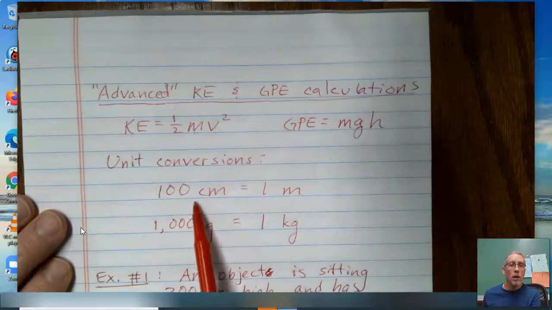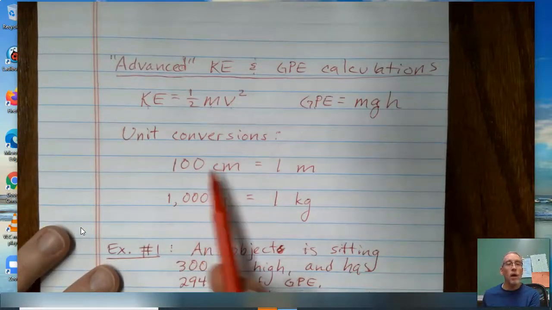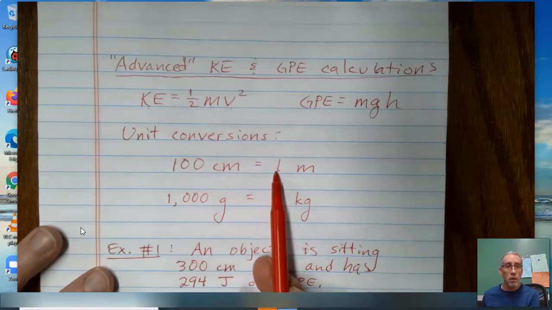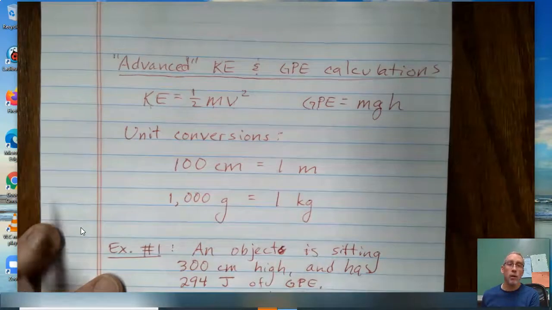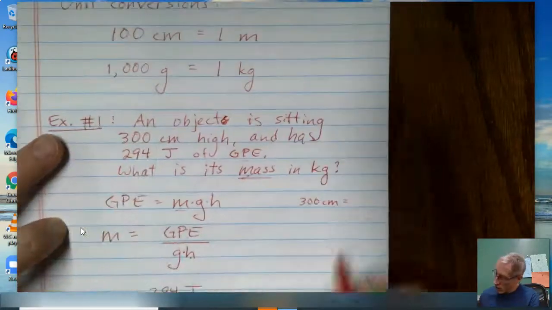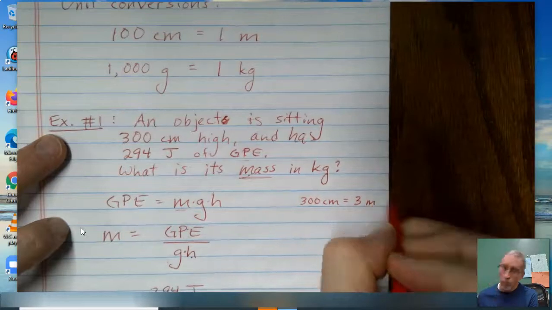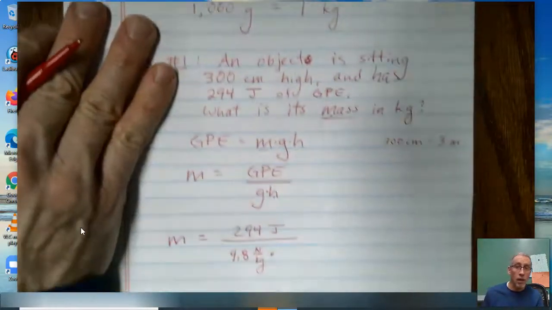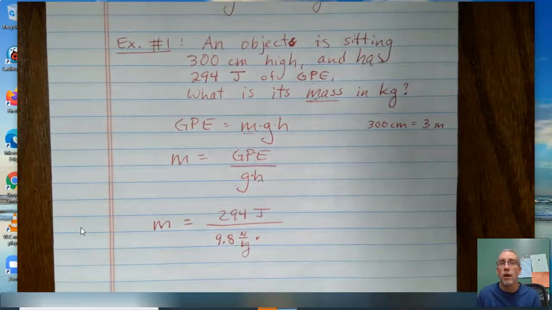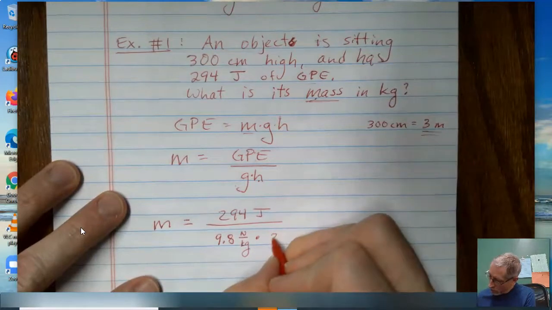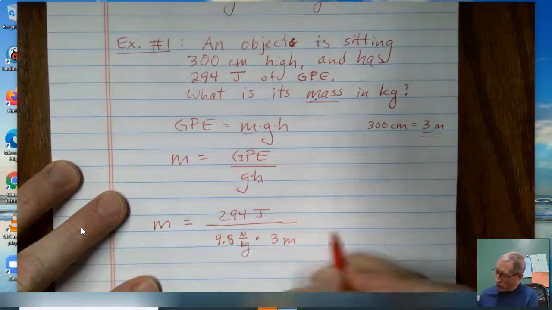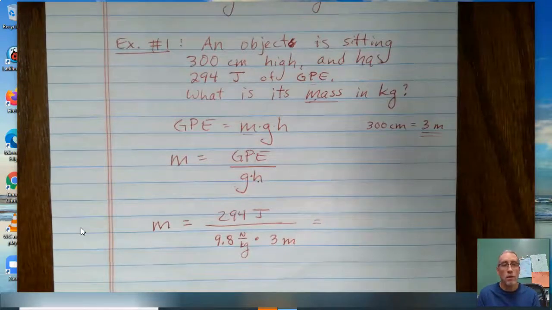Now again, this is why I showed you this. A number in centimeters should be 100 times bigger than its equivalent number in meters. So if we just divide by 100, we will get the equivalent number in meters. So 300 centimeters is equivalent to 3 meters. In my classroom, I have meter sticks that we use. Each one is 100 centimeters. That helps you remember. So if you have 3 sticks, that's 300 centimeters. That's also 3 meters long. Okay. So we are going to use this number when we do this calculation here so that all the units are consistent.